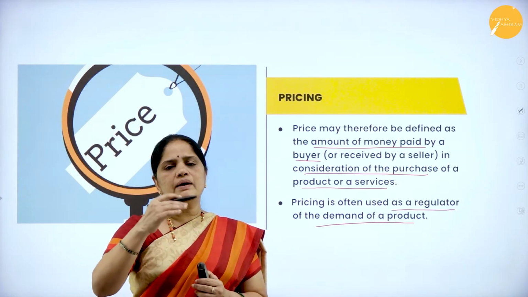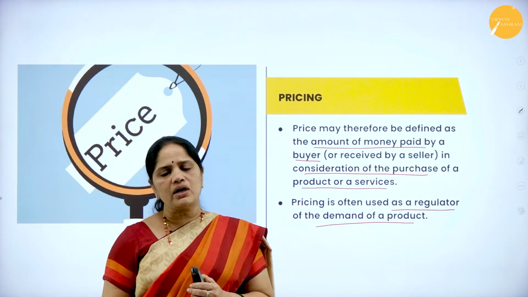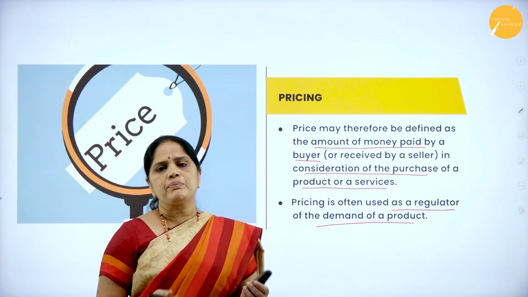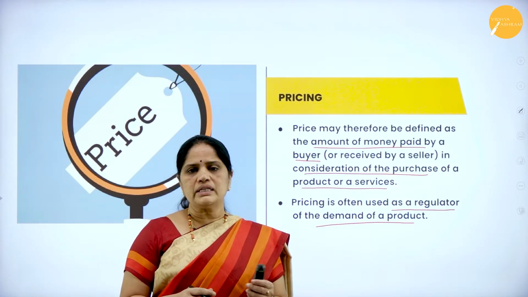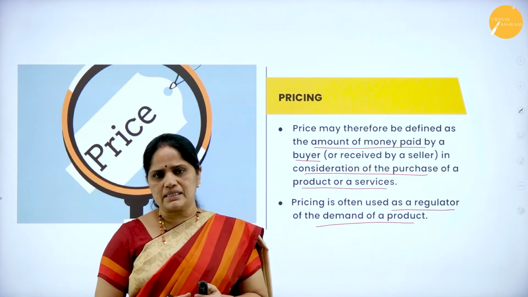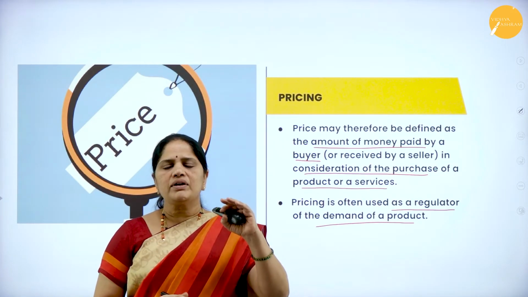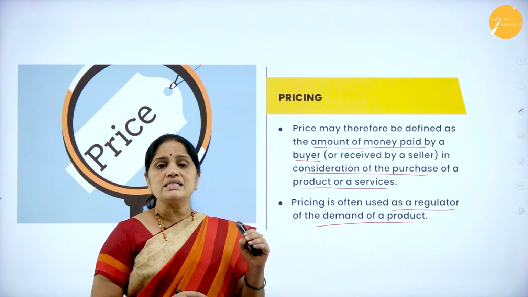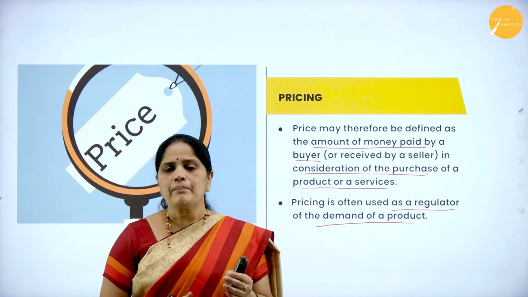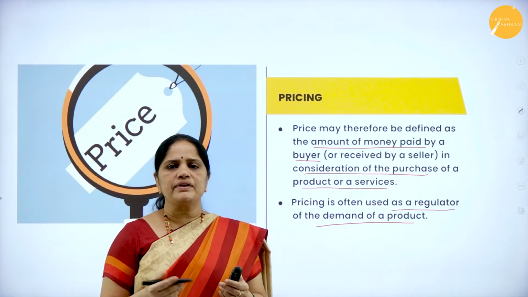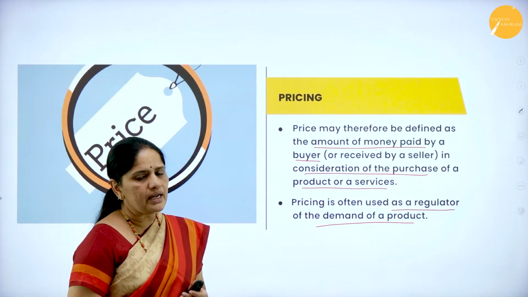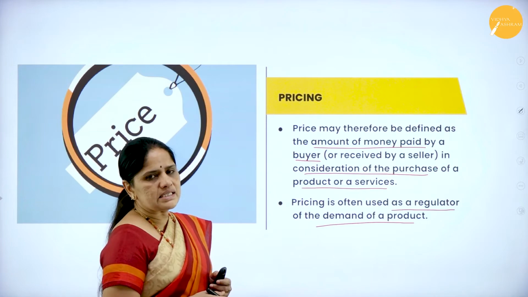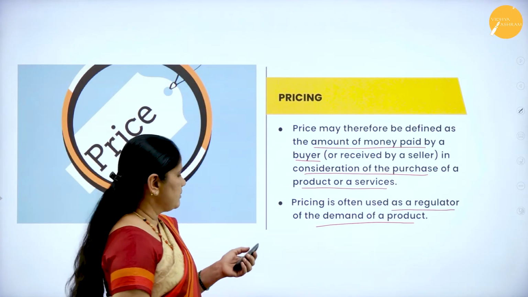Because as and when the price rises, the demand keeps on falling. So, the price and demand are inversely proportional to each other. So, they have an inverse relationship existing. So, when the price rises, it will be very costly for the customer to buy that product, and hence he will have to forgo the product. But when the price falls, the customer will make more and more use of that product, and hence we come to understand that pricing is a regulator of demand in the market.